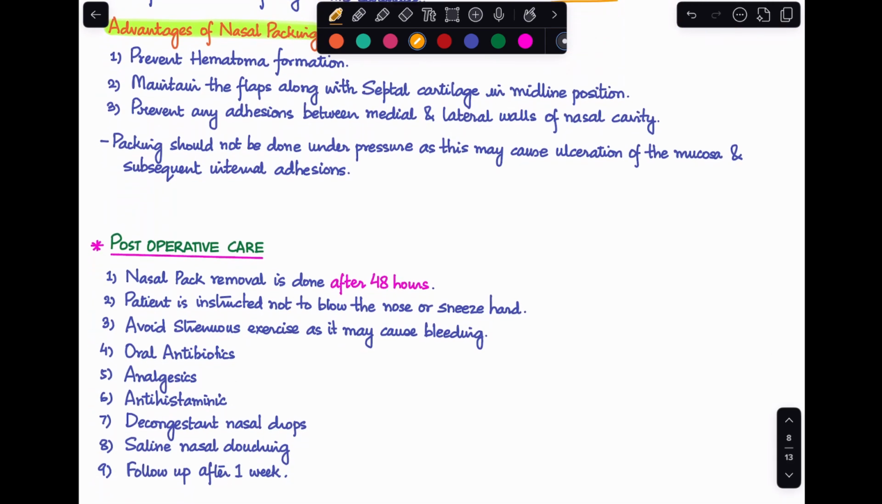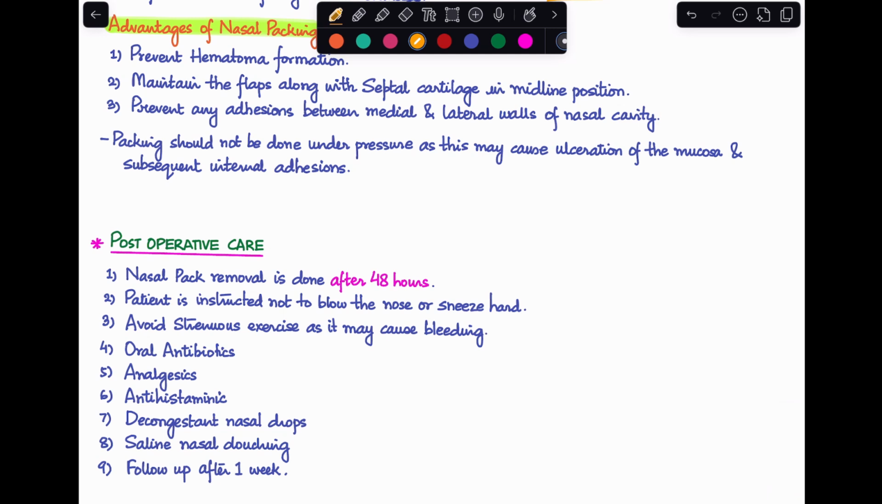Lastly, in today's class, we'll discuss a little about the postoperative care for the patient. Here, we will remove the nasal pack usually after 48 hours, and we will clear up the nose completely. The patient should be instructed not to blow the nose or sneeze hard. Avoid any kind of strenuous exercise as that may cause bleeding. Some medications are started, like oral antibiotics, analgesics, antihistaminics, decongestant nasal drops, and saline nasal douching. And then we'll tell the patient to come back for a follow up at the end of 1 week.